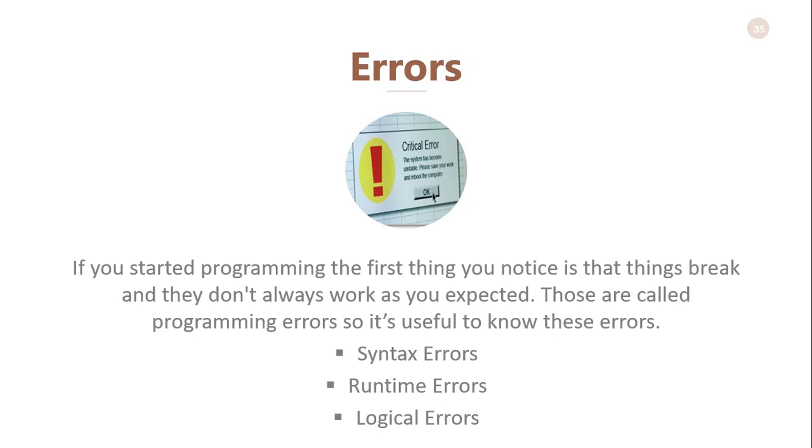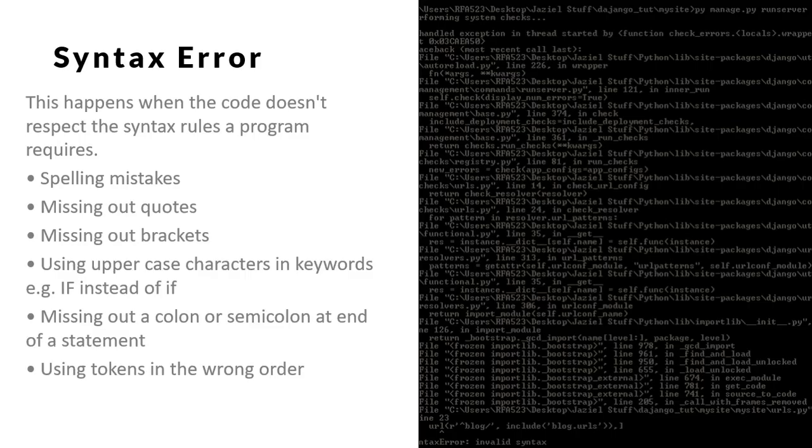Errors. If you have started programming, the first thing you notice is that things break and they don't always work as you expected. Even when they work, you might see that the output is wrong, or sometimes you are not allowed to run the program, and sometimes the program stops the execution at runtime or terminates. Those are called programming errors, so it is useful to know these errors. We mainly have 3 types of errors: syntax errors, runtime errors and logical errors. At first we will discuss syntax errors.